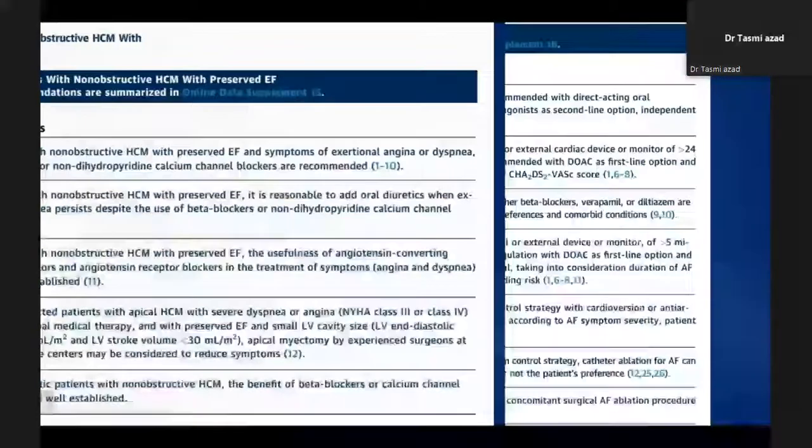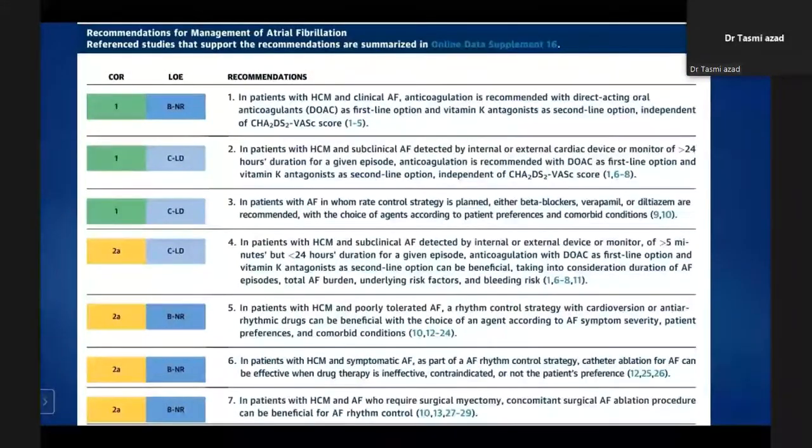So this is the slide showing some complications we deal with during our day-to-day practice of managing hypertrophic cardiomyopathy patients. Atrial fibrillation: around 40 to 60% of hypertrophic cardiomyopathy patients present with atrial fibrillation, and I want to focus on only one point here. In a patient with hypertrophic cardiomyopathy, if we diagnose atrial fibrillation clinically, whatever the CHA2DS2-VASc scoring, there is no need for scoring. We will directly go for a direct oral anticoagulant or vitamin K antagonist. Direct oral anticoagulant is the first line and vitamin K antagonist is the second line option.